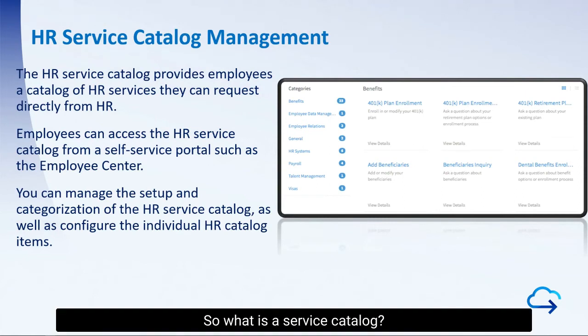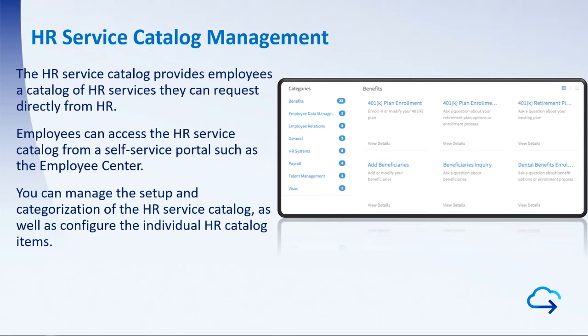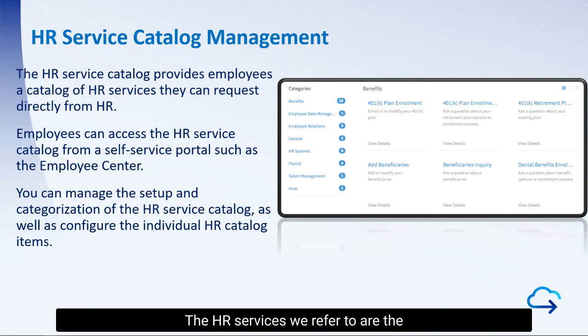So what is a service catalog? It has many names: Service Portal, Employee Service Center, and more recently, Employee Center. Simply, it is a menu of services an employee can choose from to create a case and thereafter track its progress. The HR services we refer to are the main items of the menu.